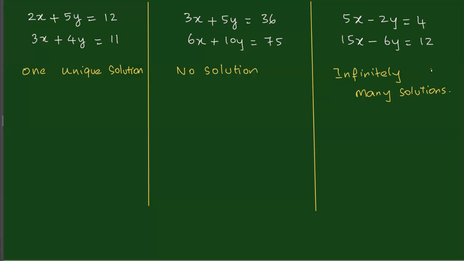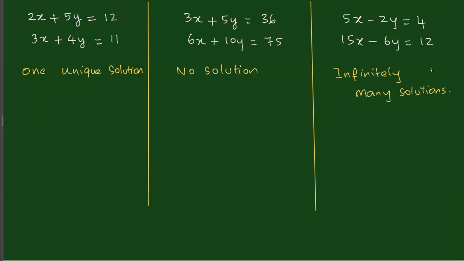Sir, in the last one, if we take the first one, 5x minus 2y equal to 4, and we multiply it by like 10, 100, 17 or something, we'll still get infinitely many solutions. Still you will get infinitely many solutions. Yes. Okay, so that is what is happening.